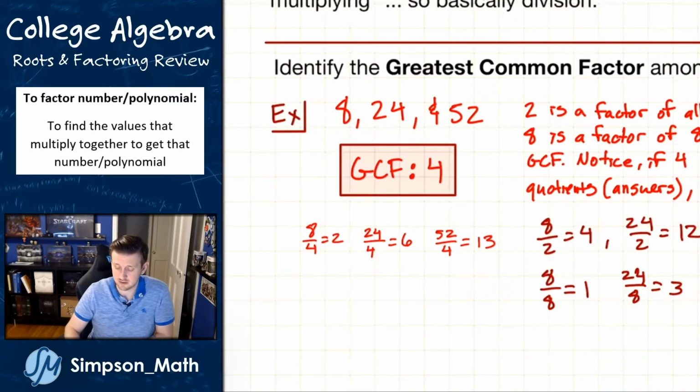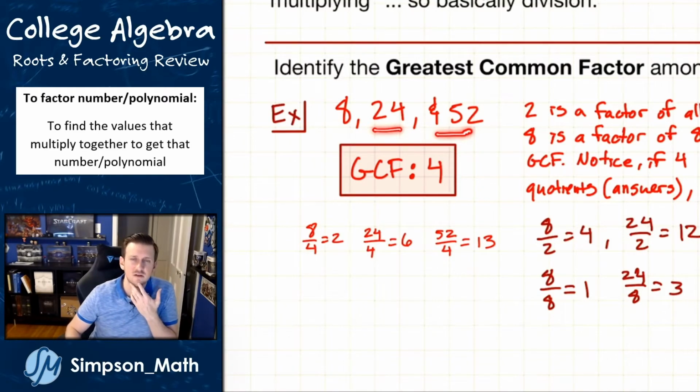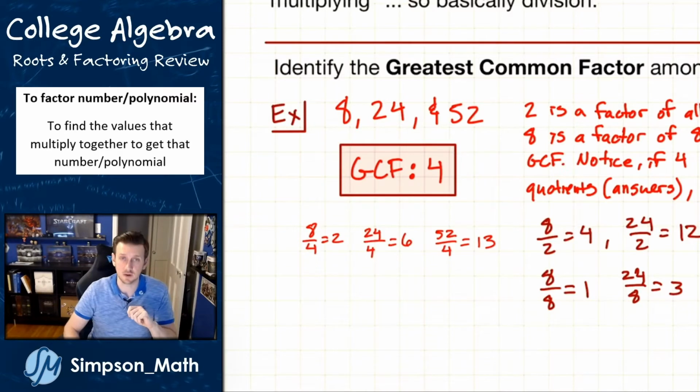So it's 8 so far, we're at the 8 and 24. But let me test 24 and 52. Well, 52 does not have an 8 in it. If I do 8 times 6, I get 48. The next 8 would then be 56. So nope, 8 doesn't go into 52, but a 4 does. So the greatest common factor among those three numbers is 4.